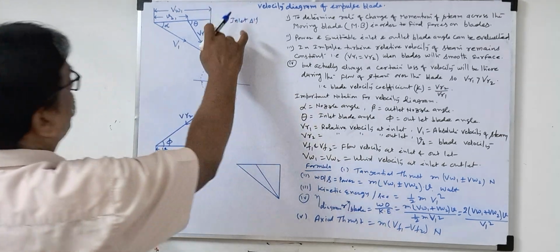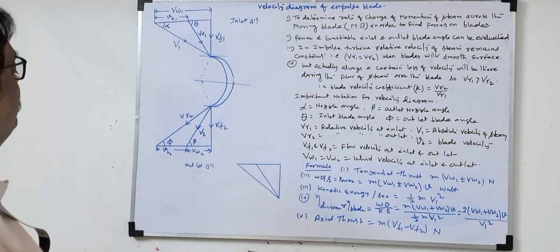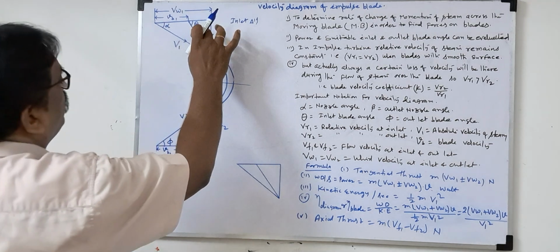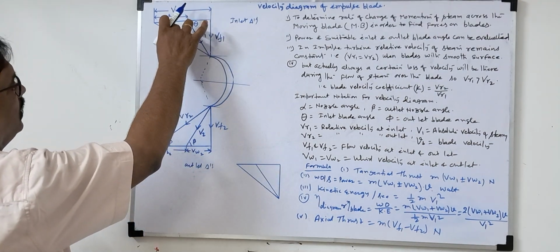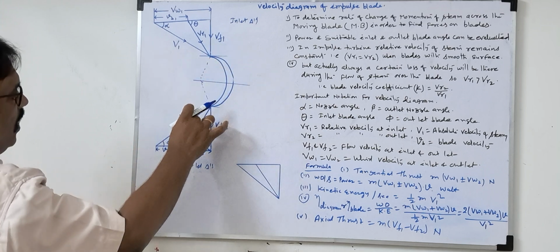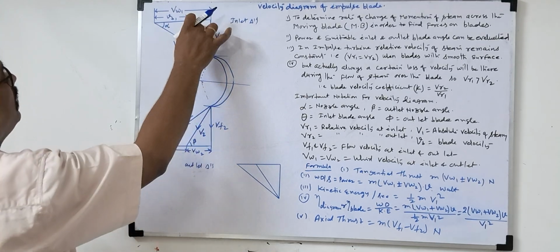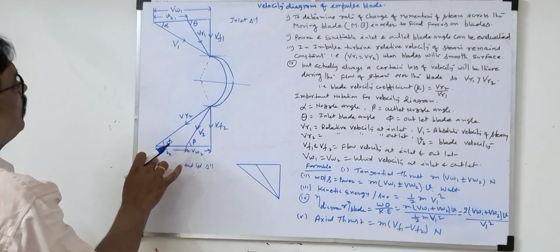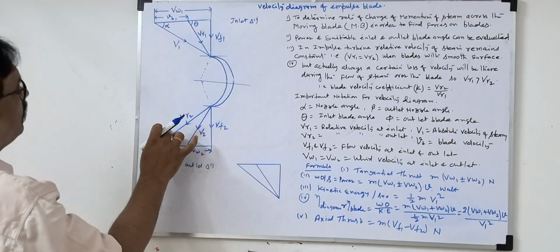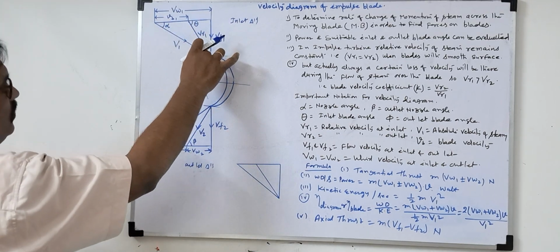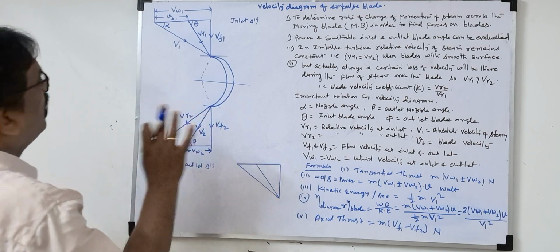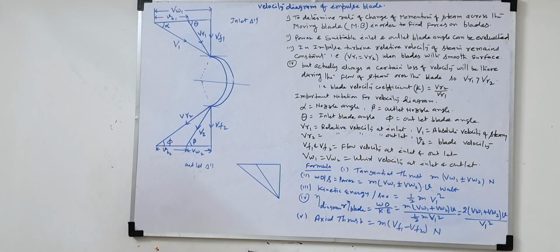Axial flow velocity will follow the axial direction. So what we have to see: alpha is the nozzle angle at inlet, beta is the nozzle outlet angle, theta is the inlet blade angle, and phi the outlet blade angle. We have the relative velocity at inlet and outlet, and the steam velocity at inlet and outlet. So now this is the velocity diagram.